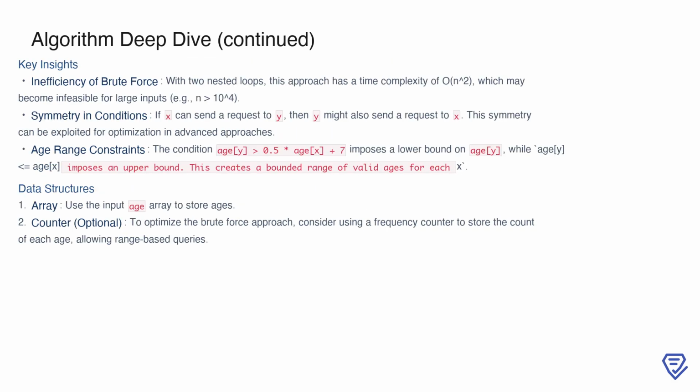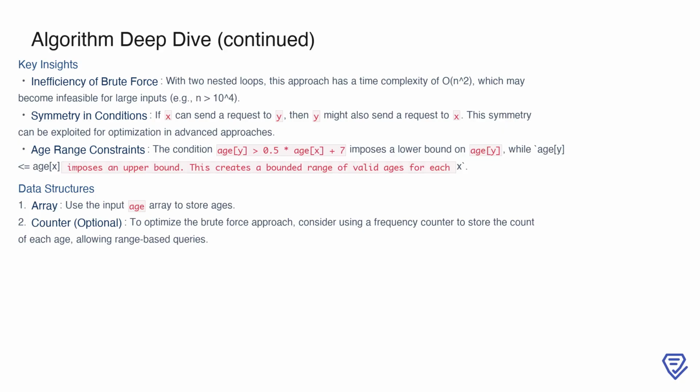The brute force approach, while straightforward, has a significant limitation in terms of efficiency. With two nested loops, the time complexity is O(n²), which becomes impractical for large arrays, especially when n exceeds 10,000. However, there are some key insights that can help us optimize this process.